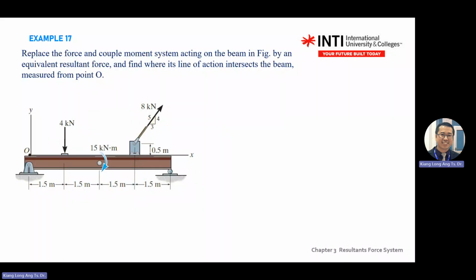So this is exercise number 17. The question asks you to replace the forces and couple moment system acting on the beam, and it asks you to focus on point O. It means you shift everything to point O and make it an equivalent system. When you see 2D, you can use the scalar method, meaning F multiplied by D. If you see 3D, you need to use vector analysis, IJK.